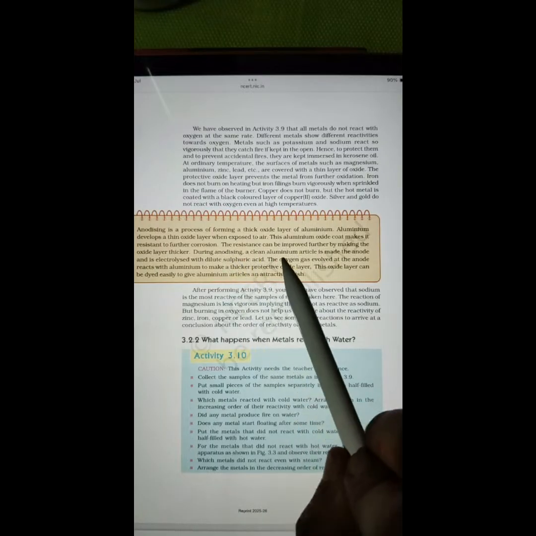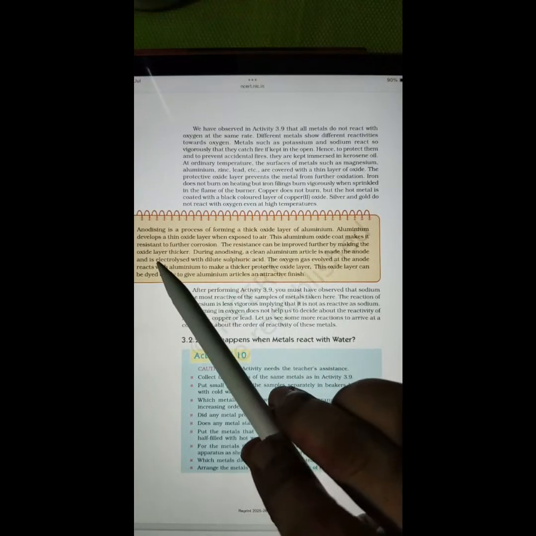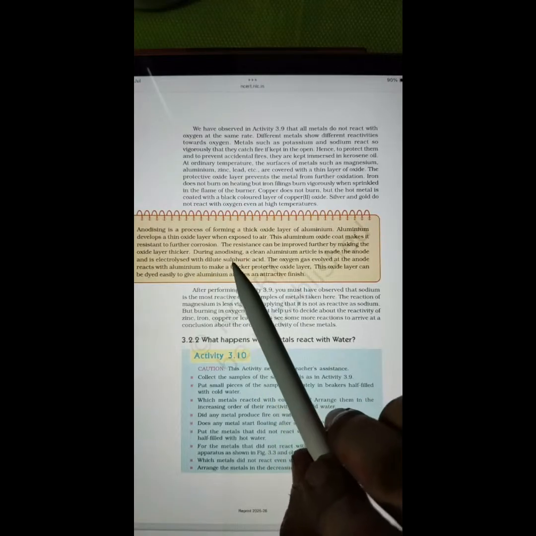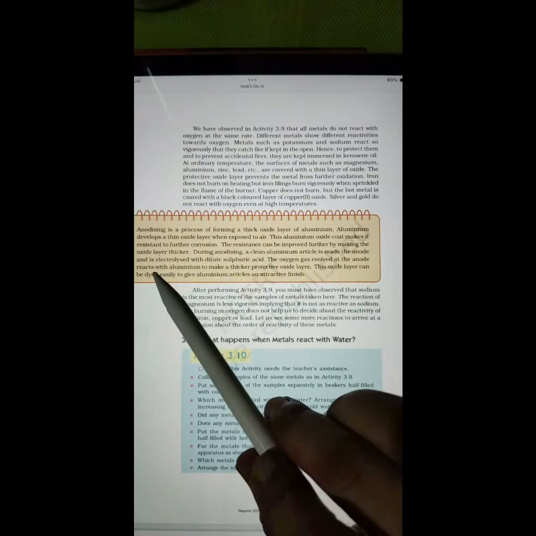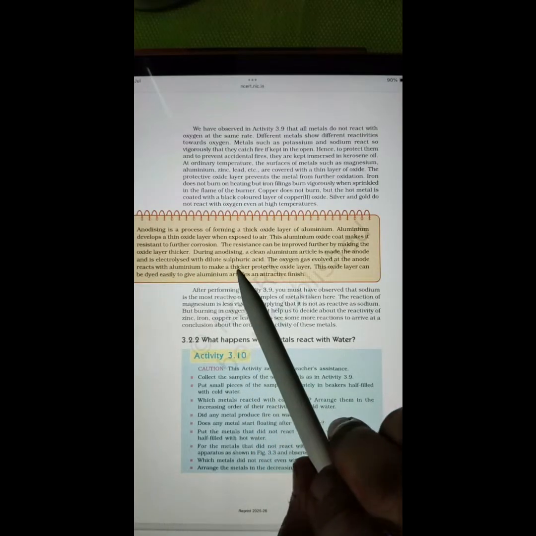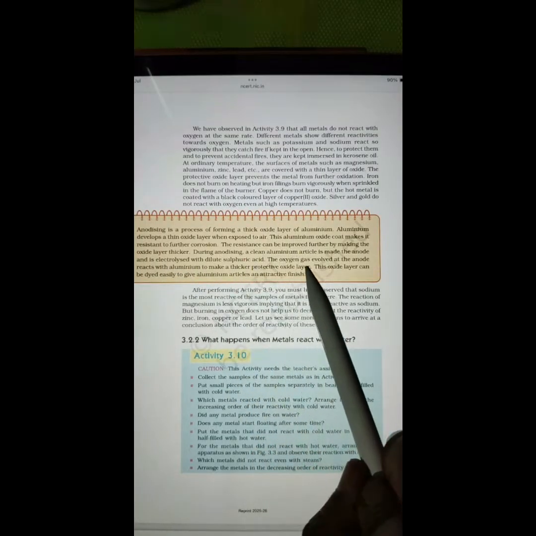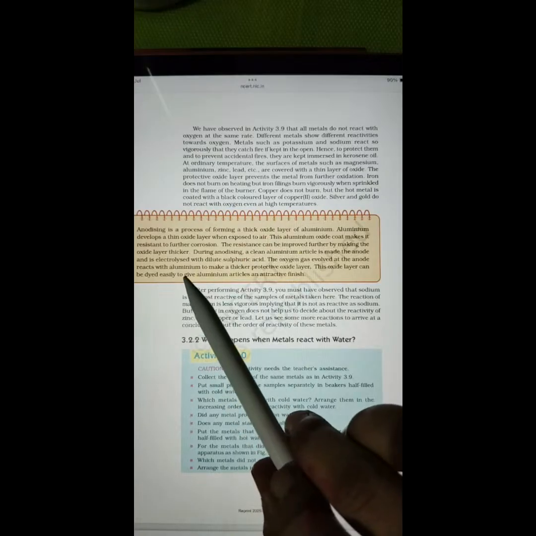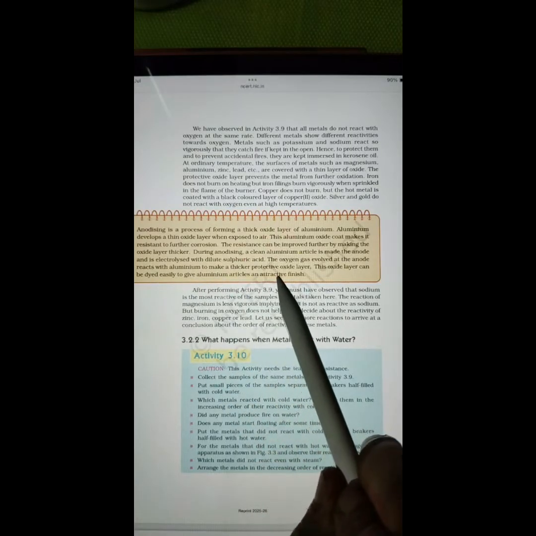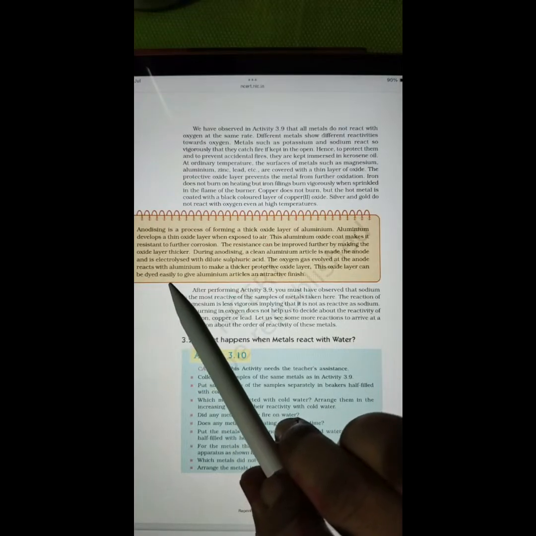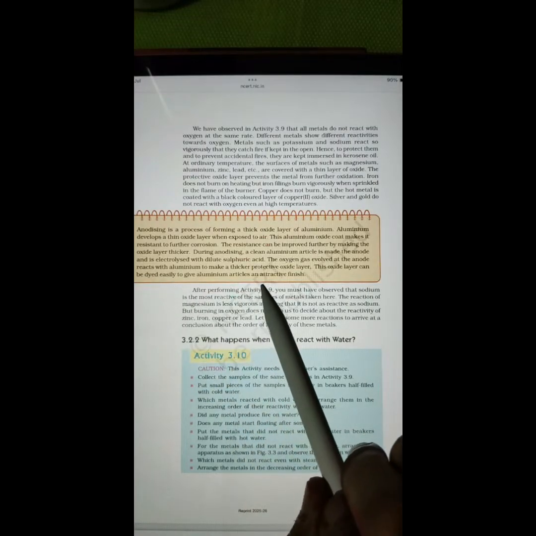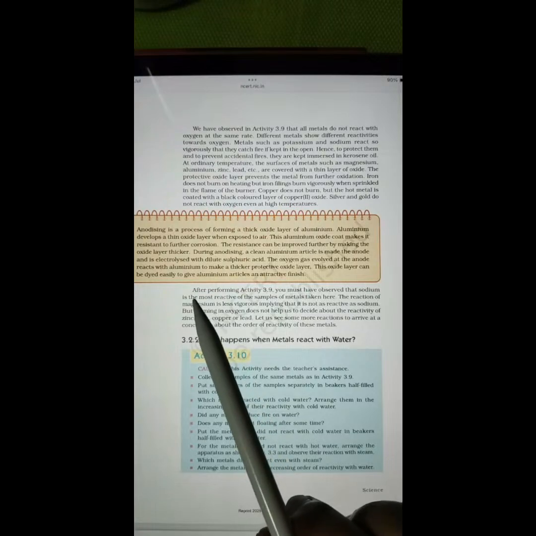The resistance can be improved further by making the oxide layer thicker. During anodizing, a clean aluminum article is made the anode and is electrolyzed with dilute sulfuric acid. The oxygen gas evolved at the anode reacts with aluminum to make a thicker protective oxide layer. This oxide layer can be dyed easily to give aluminum articles an attractive finish.